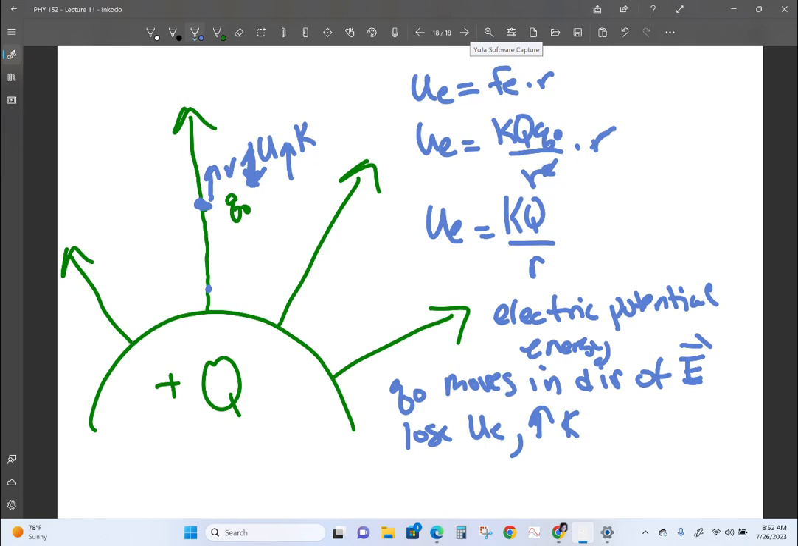Now, if we were to try to move Q naught the other way, against the field, it's going to do the exact opposite, right? It's going to gain potential energy because this force is going up. And it's going to lose kinetic energy because its natural tendency is that it does not want to move against the field. So what if we have a negative source charge?